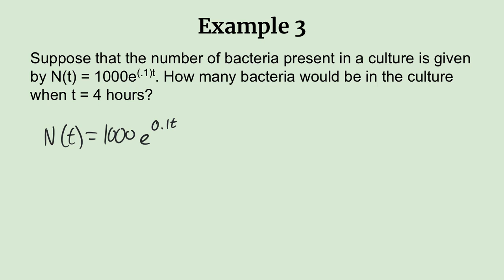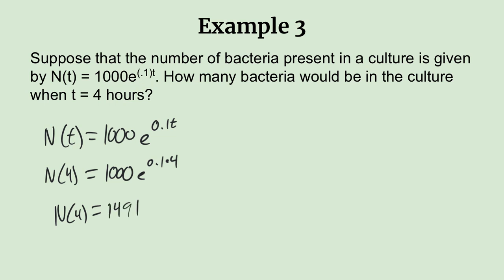So we want to solve for t, or we're going to plug 4 in for t here. So we've got N of 4, which means we're plugging 4 in for t. We've got 1,000 e to the 0.1 times 4. You can use your calculator here. Oftentimes, I will just do times e and then raise it to the power myself. So here it's to the 0.4. And you should get N of 4 equals 1,491.8. But you can't really have 0.8 of a bacteria, so let's just round it up. Make it nice.